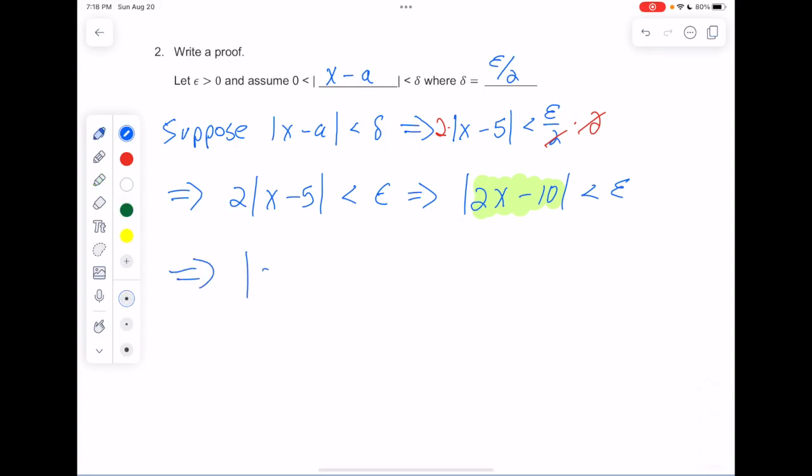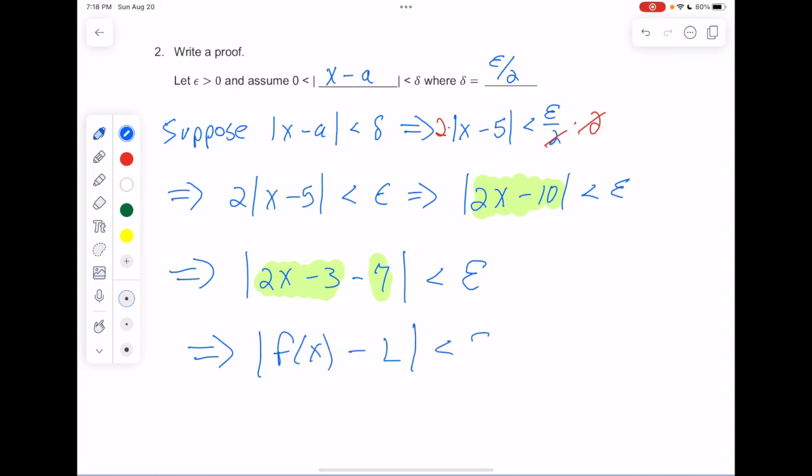So let me just write 2x minus 3. What would I also have to put in the absolute value so it was still equal to that minus 10? That would have to be a minus 7, because minus 3 and minus 7 would be the minus 10. And that would be less than epsilon. So now what's good about what I've done is this is f of x, and that's L. So that means at this point I have that the absolute value of f of x minus L is less than epsilon.